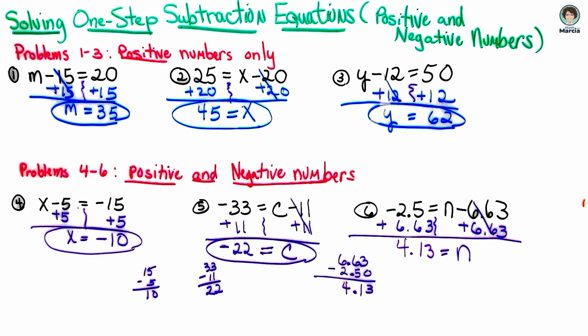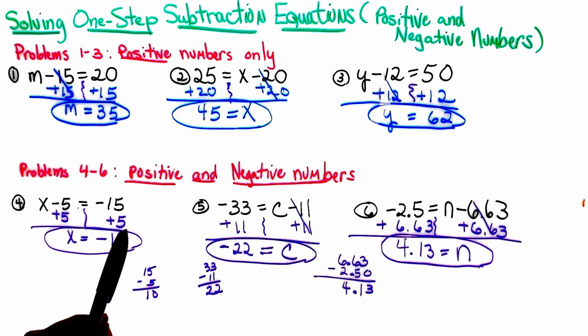4 13/100. Now, which do I have more of? Do I have more of the positive 6 63/100 or more of the negative 2 5/10? Well, there definitely is more positive. So this answer is a positive 4 13/100. All you have to do is really remember whatever you do to one side of the equation, you must do to the other.